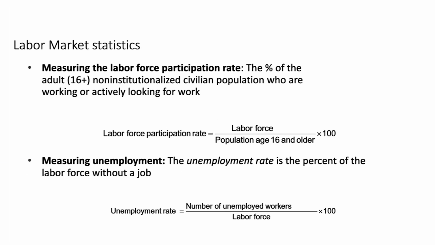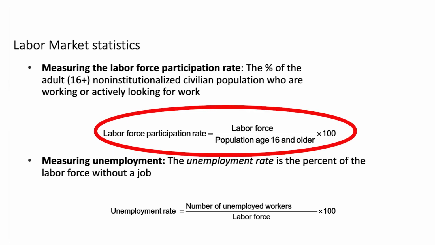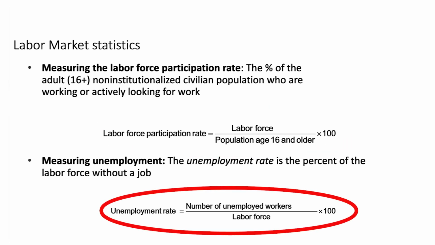Now, these are the formulas. Labor force participation is essentially the ratio between the labor force and the economically active population, and unemployment is essentially the number of unemployed workers divided by the labor force.